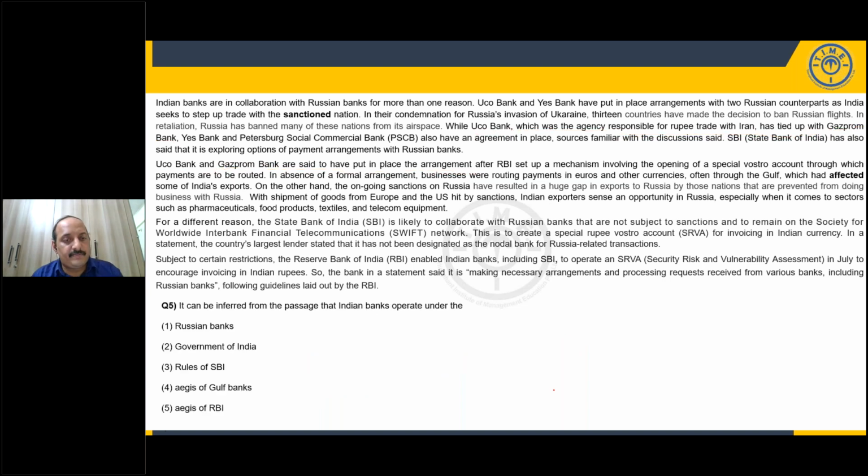It can be inferred from the passage that the Indian banks operate under the.